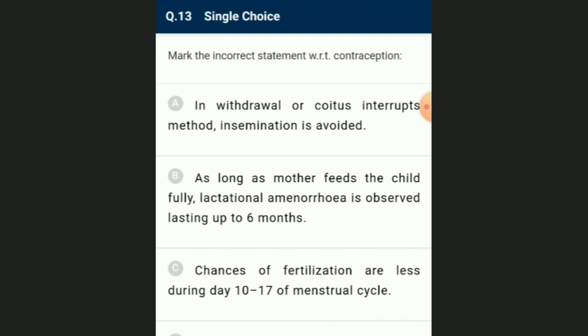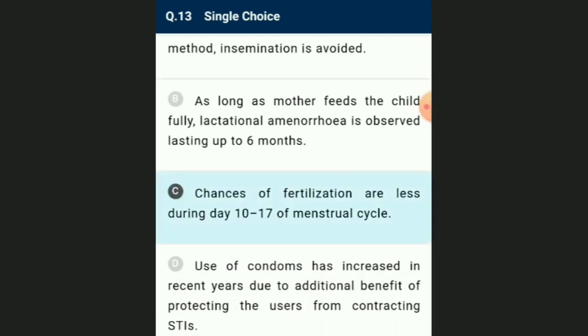In withdrawal method, the male withdraws his penis just before ejaculation. Thus, insemination is avoided. In breastfeeding, menstrual cycle is absent and therefore ovulation does not occur. It lasts only up to 6 months after parturition. Condoms also protect the user from sexually transmitted diseases apart from preventing unwanted pregnancy, for example, Nirodh. So the answer for this question is option C. So that is incorrect about contraception. Chances of fertilization are high during 10 to 17 days of the menstrual cycle.